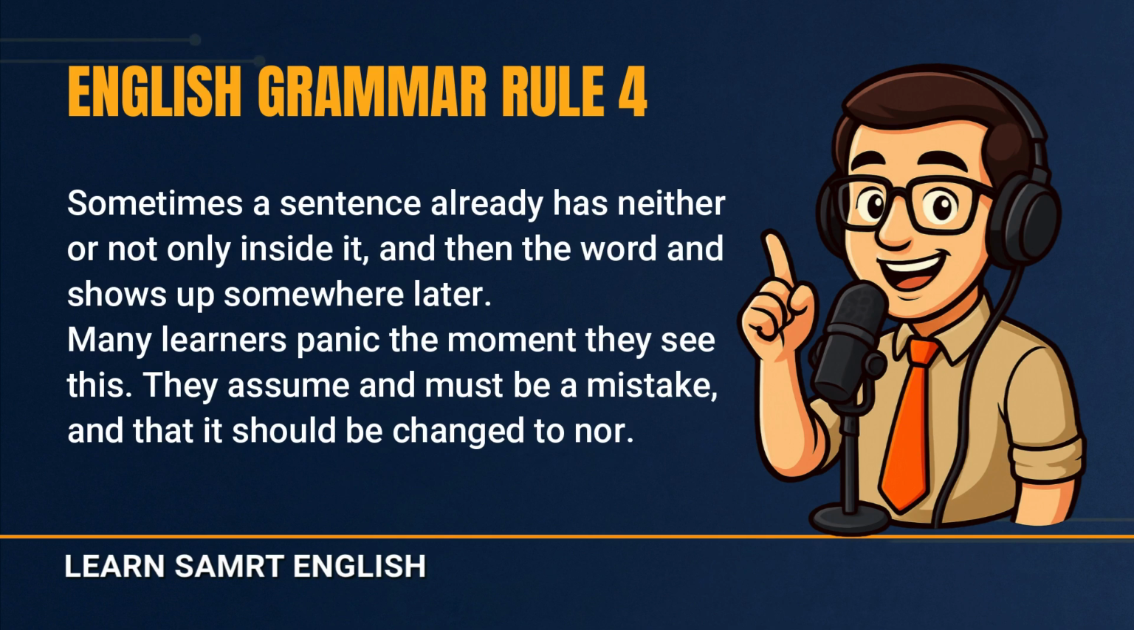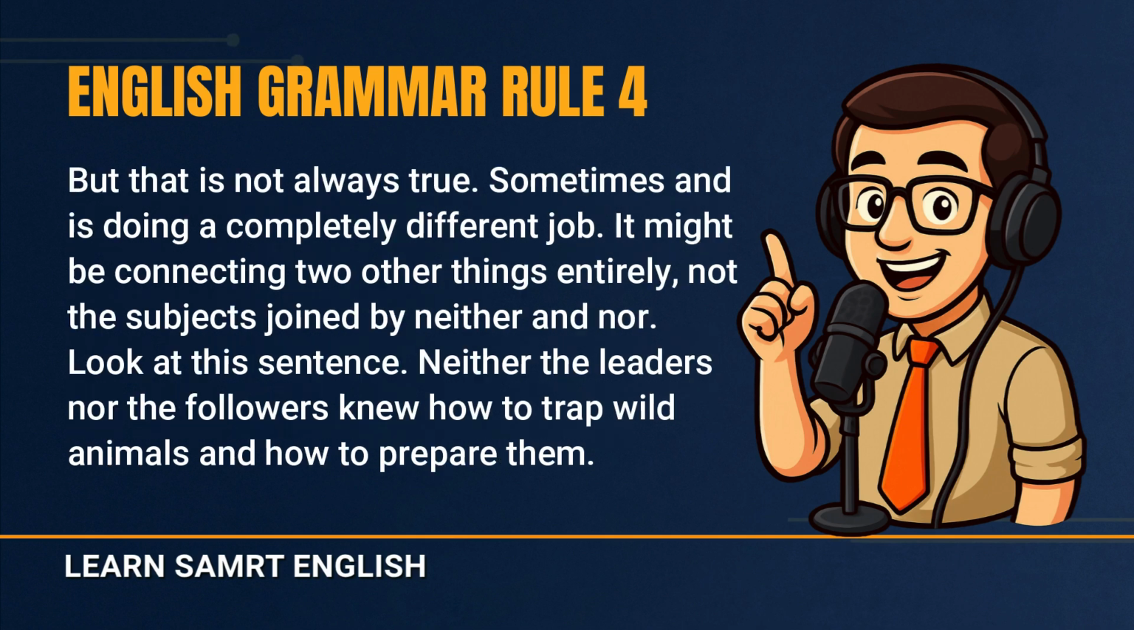Sometimes a sentence already has neither or not only inside it, and then the word and shows up somewhere later. Many learners panic the moment they see this. They assume it must be a mistake and that it should be changed to nor. But that is not always true. Sometimes and is doing a completely different job. It might be connecting two other things entirely, not the subjects joined by neither and nor.